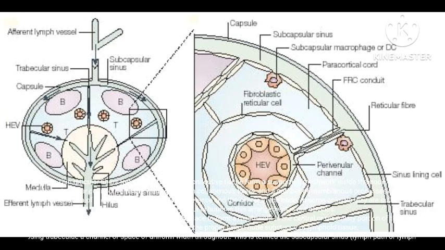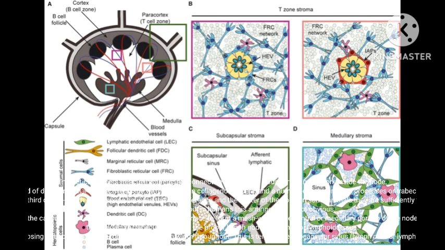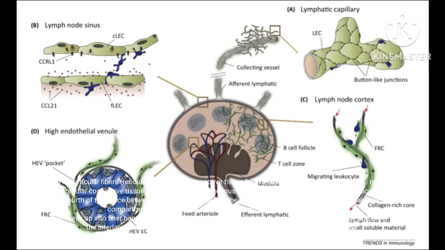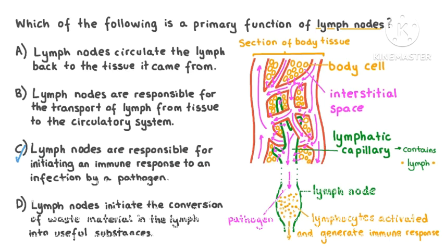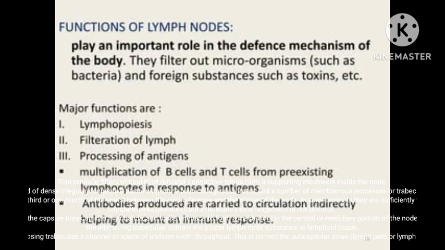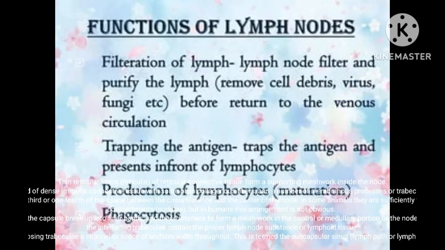The larger trabeculae springing from the capsule break up into finer bands, and these interlace to form a meshwork in the central or medullary portion of the node. These trabecular spaces formed by the interlacing trabeculae contain the proper lymph node substance or lymphoid tissue. The node pulp does not, however, completely fill the spaces, but leaves between its outer margin and the enclosing trabeculae a channel or space of uniform width throughout. This is termed the subcapsular sinus, lymph path or lymph sinus. Running across it are a number of finer trabeculae of reticular fibers, mostly covered by ramifying cells.